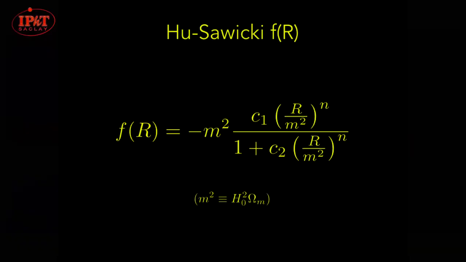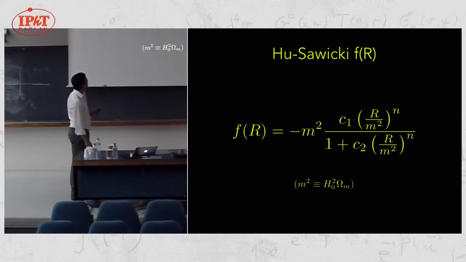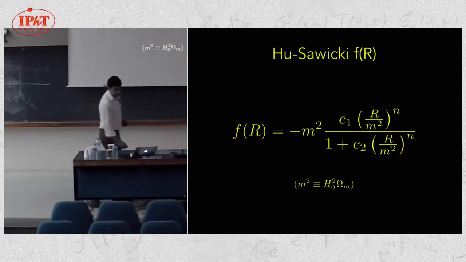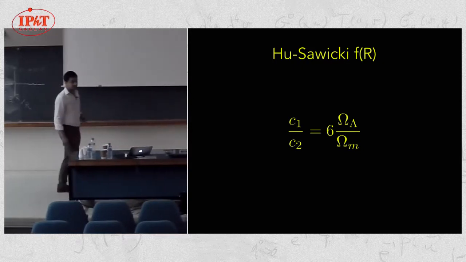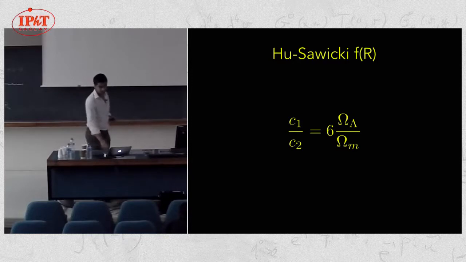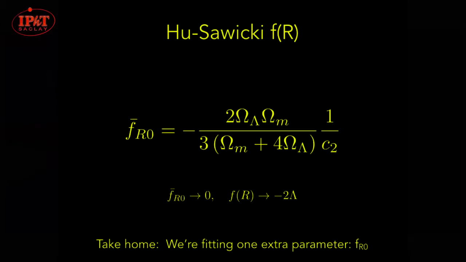So let's choose a function f(R). The form we've chosen is this form, the Hu-Sawicki model. It has 3 parameters, n, c1, and c2. We take n equal to 1 for an easy life. And we also demand that this be true in order to mimic the lambda CDM background expansion history. And so what we're left with is one parameter, either c1 or c2. And it can be shown that this is the case.